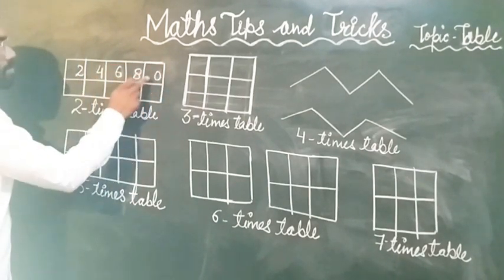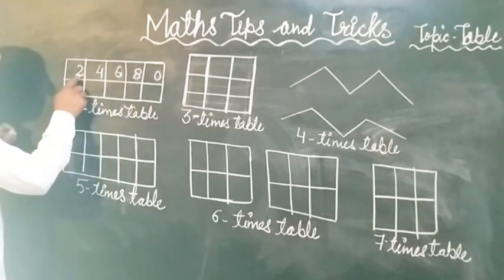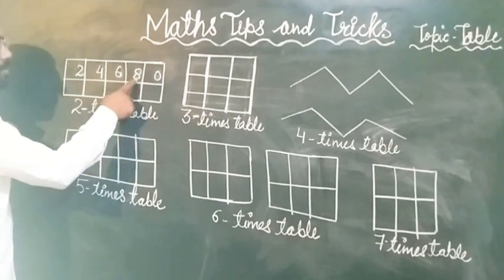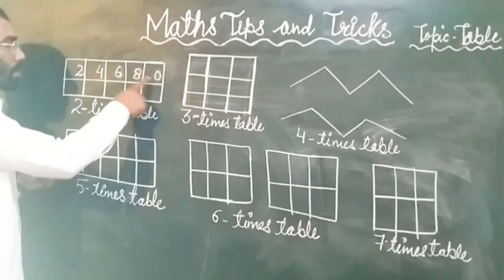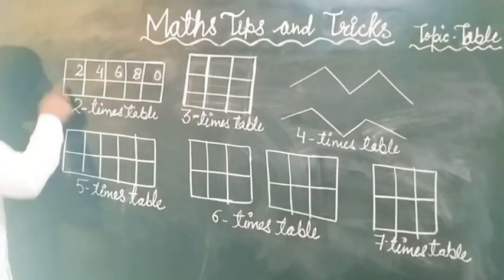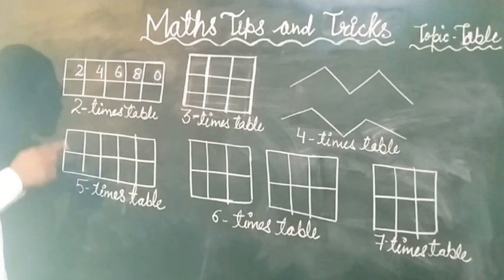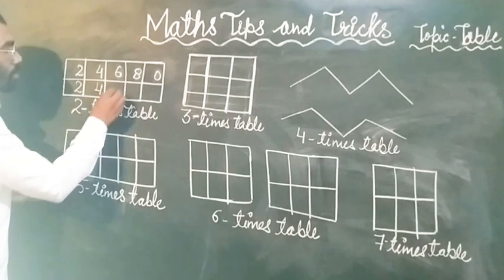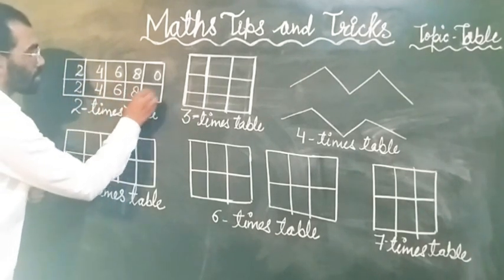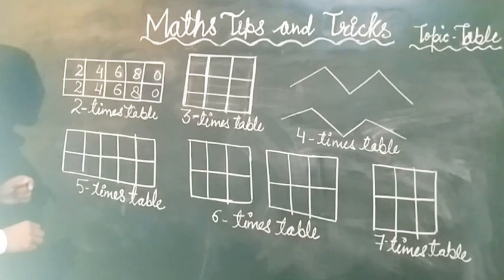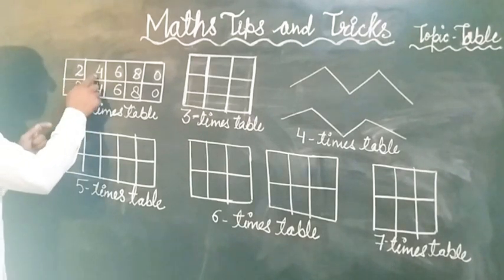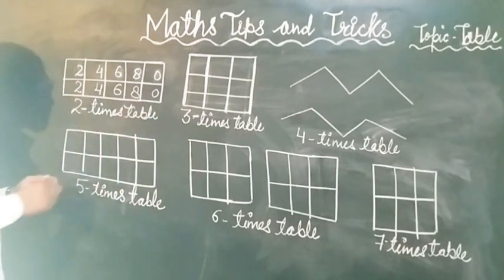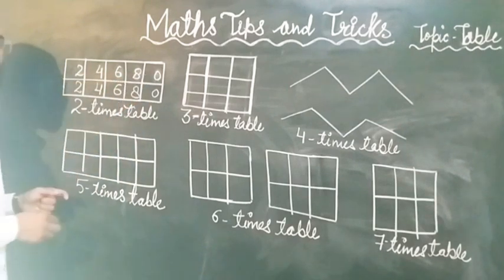You know, these numbers are even numbers. Write 2 from the first box, second box 4, third box 6, fourth box 8 and the last box 0. These all are the even numbers. This is the first row. Write the same digits in the second row: write 2 at the ones place, and 4, 6, 8 and 0. What we did? We wrote 2, 4, 6, 8, 0 and 2, 4, 6, 8, 0 in the first row and the second row. All these digits are even numbers.